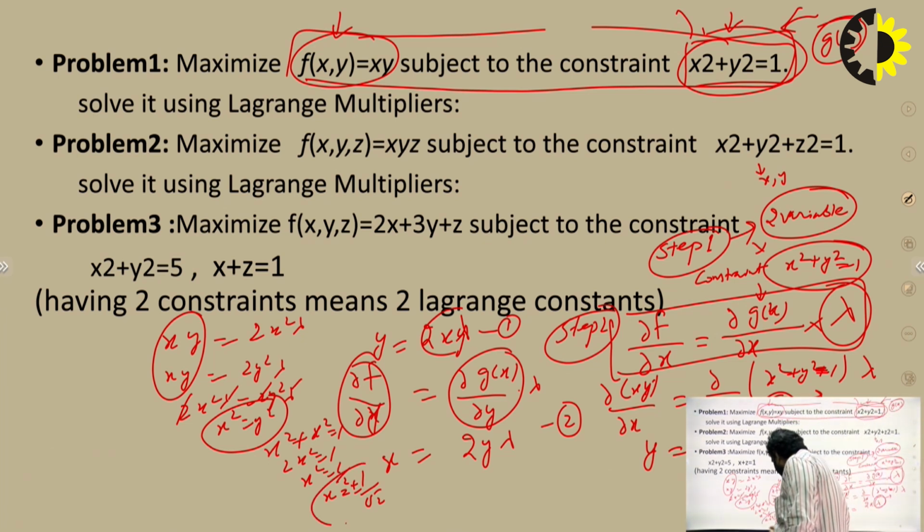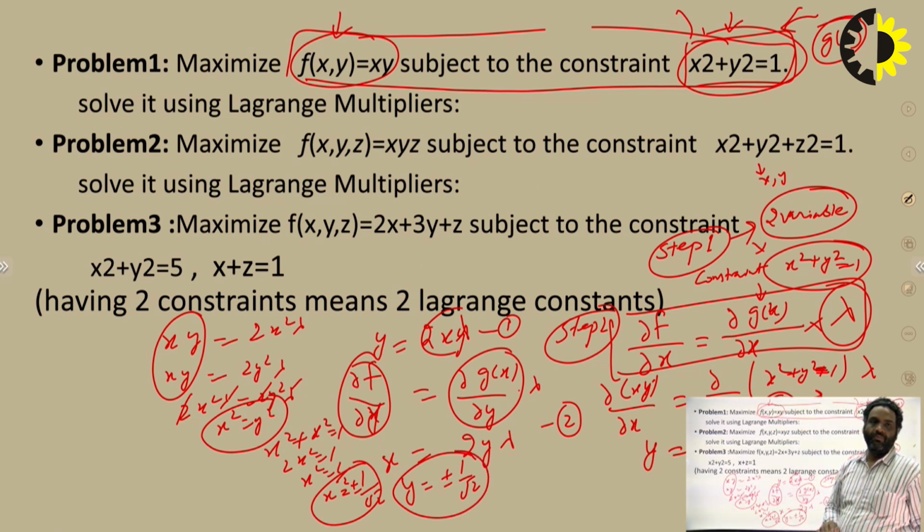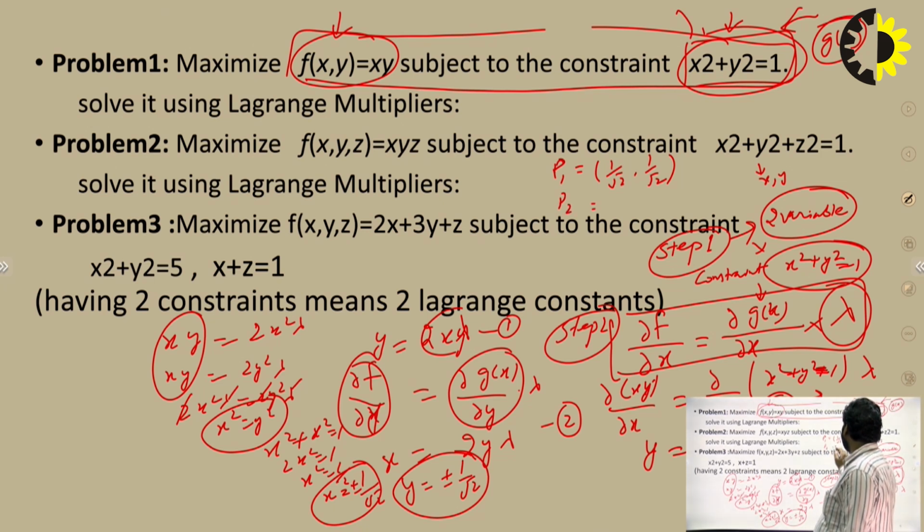So these are two values of x. In the same way, we can find y equal to plus minus 1 upon under root 2. These are two y values. So we have 4 relative points. That is, P1 may be equal to x first value, that is 1 upon root 2, comma 1 upon root 2. This is the first point. In the same way, second point is 1 upon root 2, minus 1 upon root 2. Then third point is minus 1 upon root 2, 1 upon root 2. And fourth point is minus 1 upon root 2, minus 1 upon root 2.